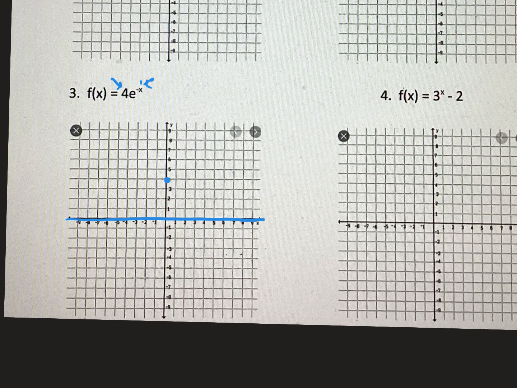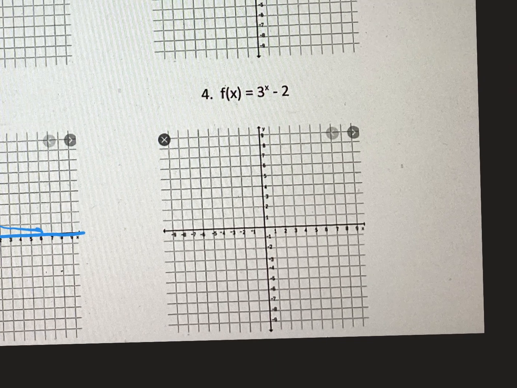I get 1.47. So if I plug in 1, I'm getting 1.47, which is about right there. Remember, it's decay, so my graph's going to do this right here. And again, need to see your 2 points tomorrow.